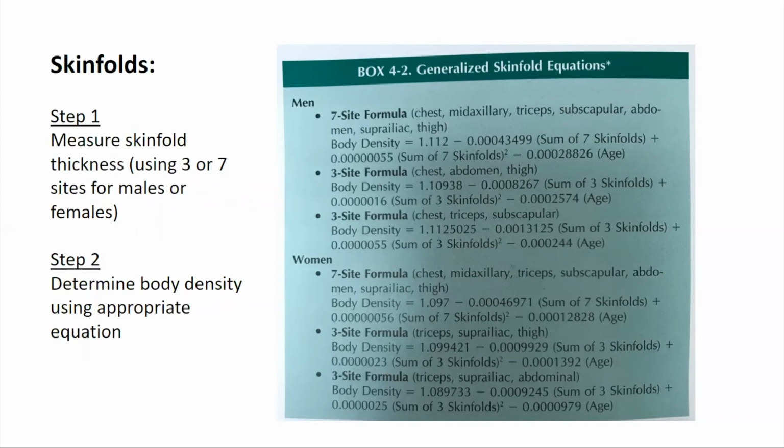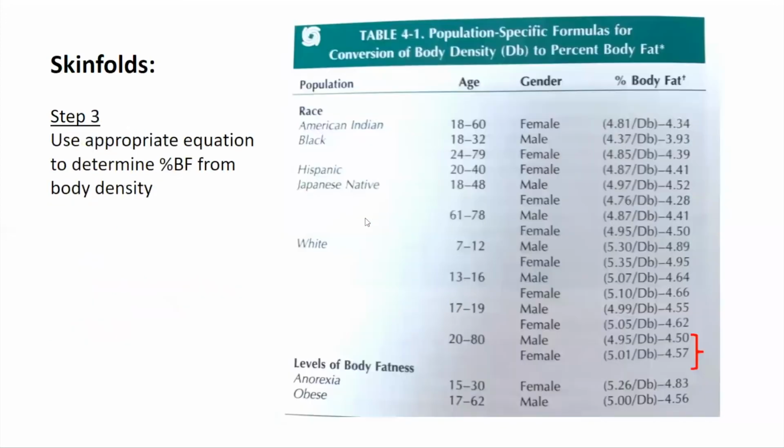When using these different sites in research, I found that the 7-site formula does not provide more accurate results. So this is why in lab we ask you to do the 3-site formula, because it's just as accurate as the 7-site formula.